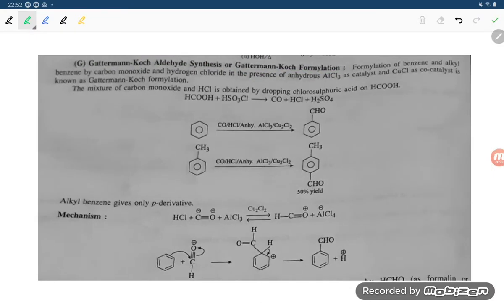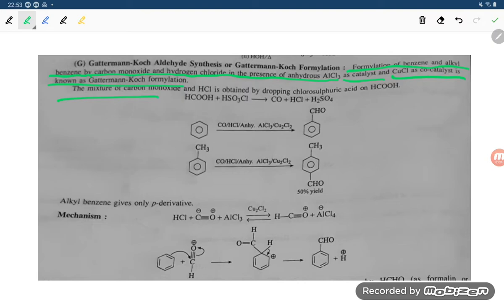They are saying that formylation of benzene and alkyl benzene by carbon monoxide and hydrogen chloride in the presence of anhydrous AlCl3 as a catalyst and CuCl as a co-catalyst is known as Gattermann-Koch formylation. It means with the help of carbon monoxide, HCl and a Lewis acid, that is anhydrous AlCl3, formylation of benzene or alkyl benzene takes place, in which the aldehyde group is introduced to the benzene ring. This is known as Gattermann-Koch aldehyde synthesis.